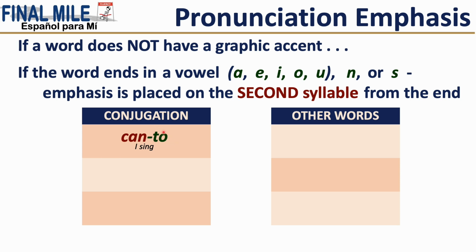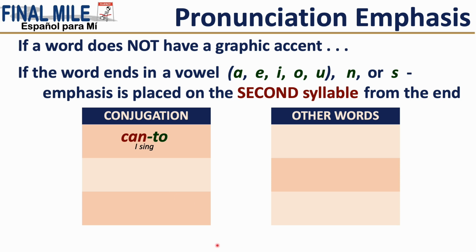So this here is syllable number 1. This is syllable number 2. Okay, so graphic pronunciation emphasis falls on syllable number 2. So this is canto. Can is emphasized, as opposed to the other way would be canto. Do you hear it? Canto, canto, canto, canto. This is canto, okay? Emphasis is on the red syllable.